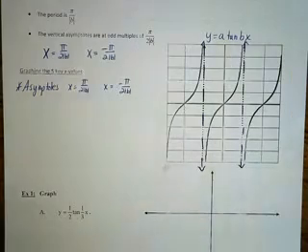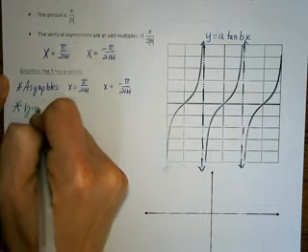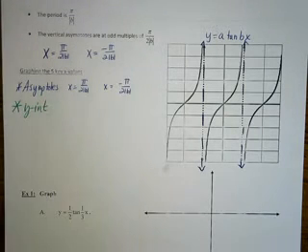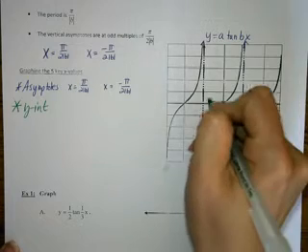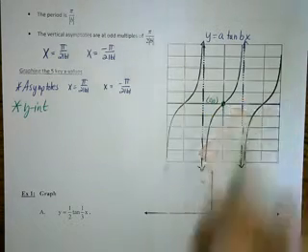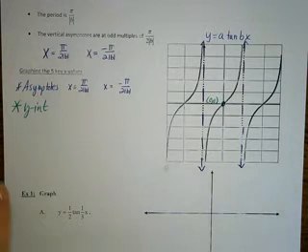Okay, the next thing I'm going to put on my graph is the y-intercept. Now, where is my y-intercept? Where does this graph cross the y-axis? At 0, 0. Absolutely. At 0, 0. So my y-intercept is going to be 0, 0 for y is equal to a tangent of bx.